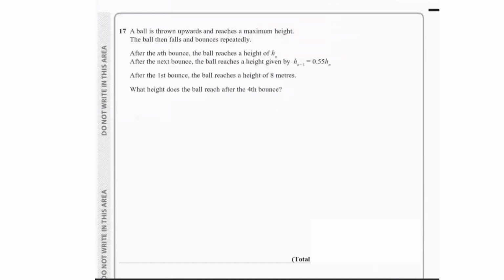Question 17 says a ball is thrown upwards and reaches a maximum height. The ball then falls and bounces repeatedly. After the nth bounce, the ball reaches a height of hn. After the next bounce, the ball reaches a height given by hn plus 1 equals 0.55 times hn. After the first bounce, the ball reaches a height of 8 meters. What height does the ball reach after the fourth bounce?